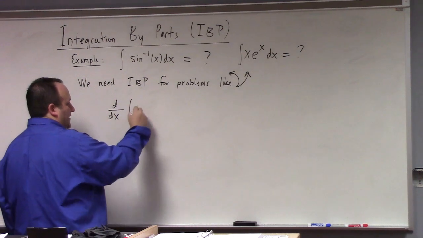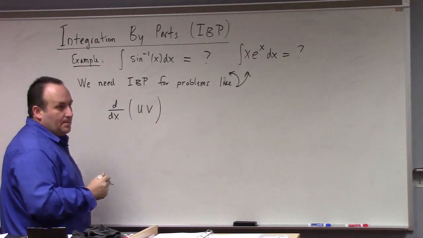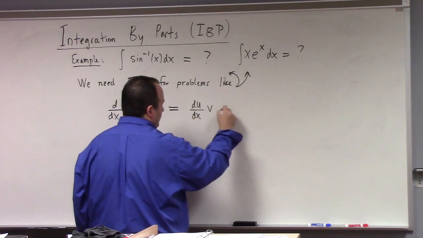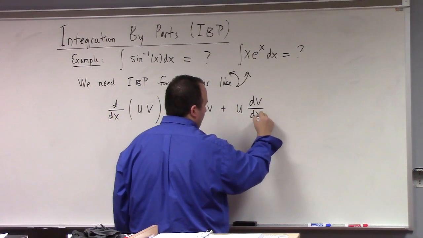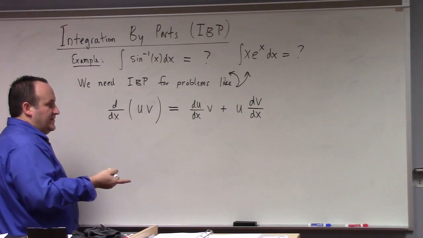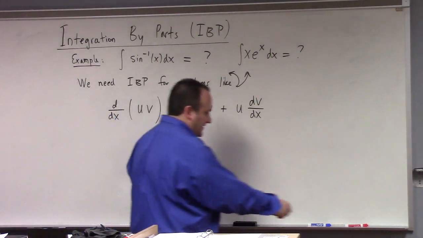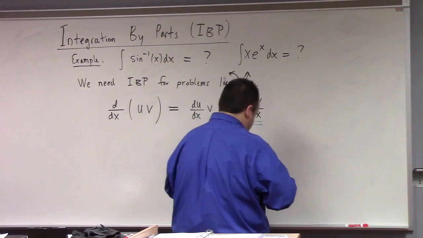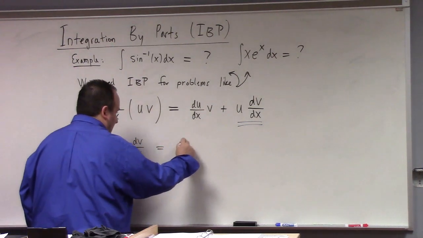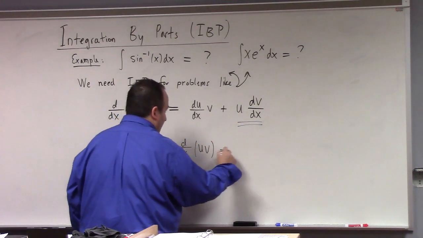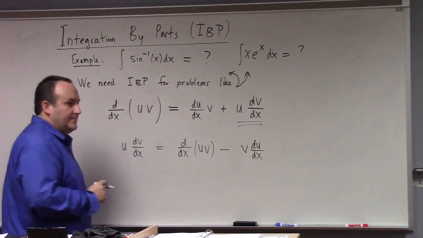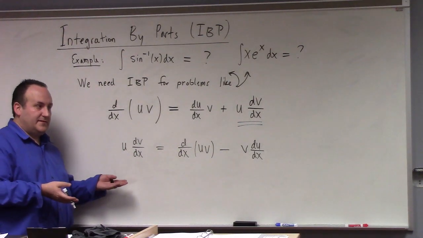So d dx of a function u times a function v is equal to what? It's equal to du dx times v plus u times dv dx. We all can agree about that, I think. So if you take this equation and solve it for just this term right here, what do we get? We get u dv dx is equal to d dx of uv minus v du dx. I'll just rewrite the derivative being second. So all I've done so far is just the product rule. I rewrote the product rule.